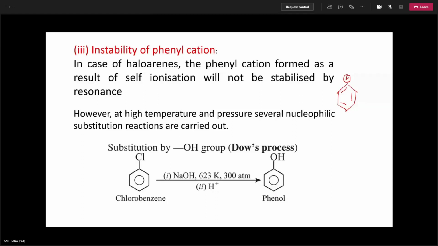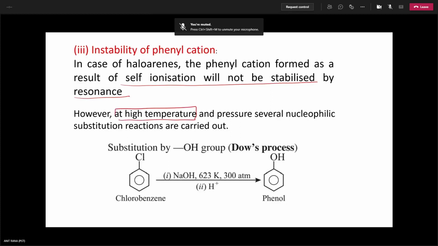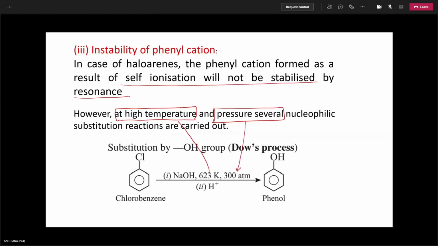The phenyl cation formed as a result of self-ionization is also not stabilized by resonance. So these are the difficulties, which is why haloarenes do not undergo nucleophilic substitution easily. But at high temperature and high pressure, you can see the temperature and the pressure: 300 atmosphere pressure, very high, and temperature 623 Kelvin, very harsh conditions.